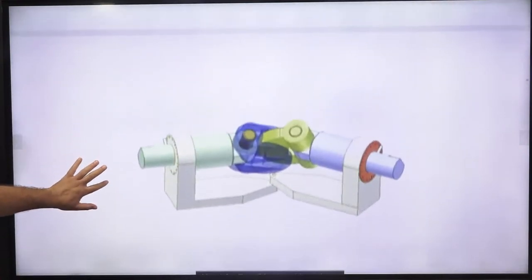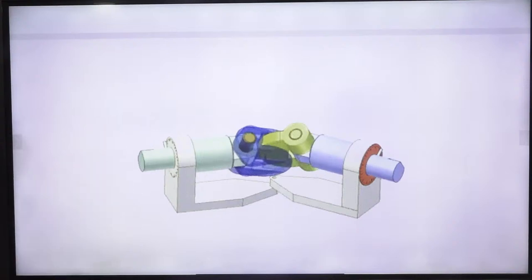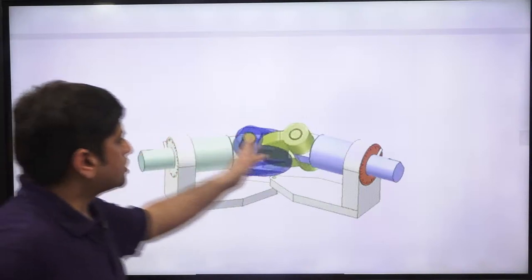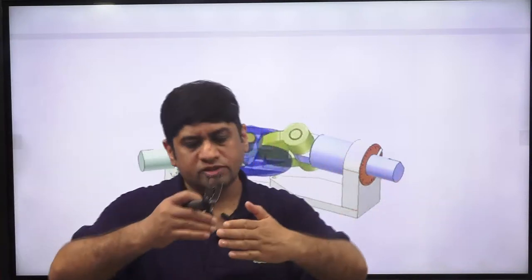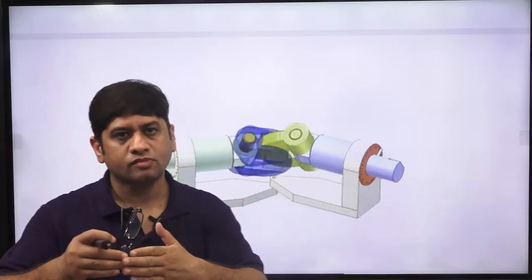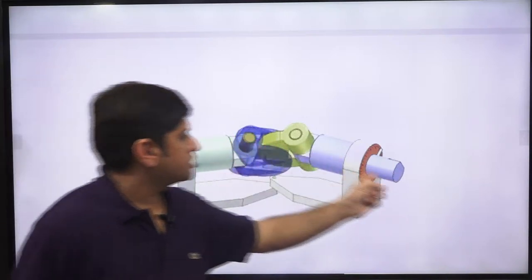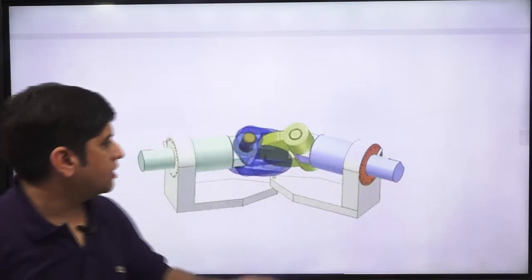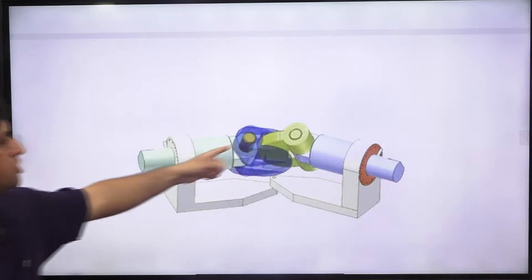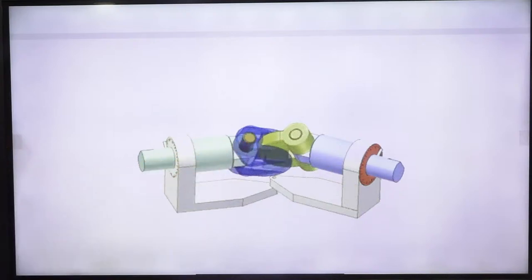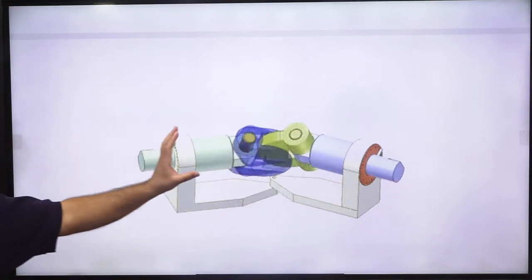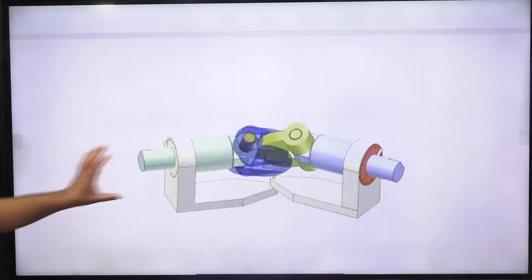This is also a zip file, but not playing as of now. So what is the purpose of a universal joint? Why do we use a universal joint? When you have to transmit motion between two shafts which are at some angle, this is how you can use universal joints. Please see this zip file or animated video, and you'll understand the meaning of this.